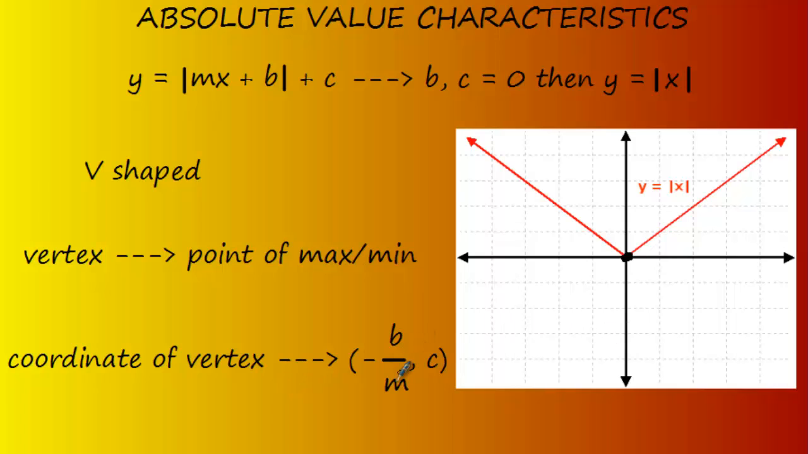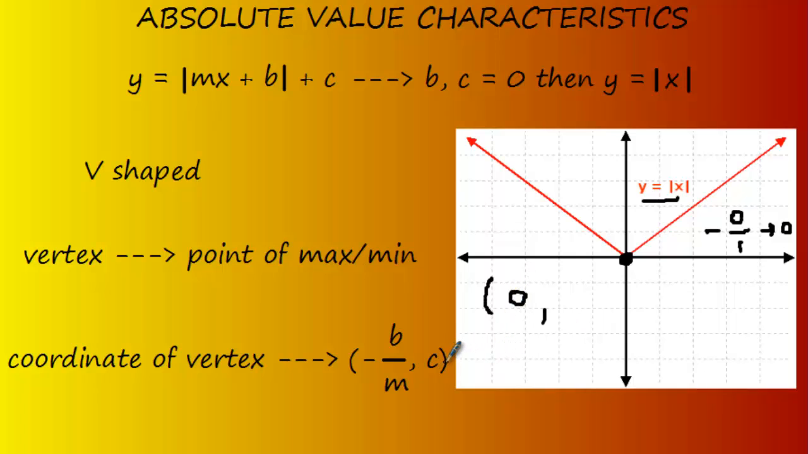So we can determine the coordinate of the vertex in any absolute value function by taking the opposite of b over m. That will give me the x value. And then the c will give me the y value. So if I wanted to calculate the coordinate of this vertex right here, for the x, I could take the opposite of b over m. Looking at the equation, I take the opposite of the b value, which in this case is 0, over m, which is the slope or the number right next to the letter x, 0 over 1, which is 0. So the x coordinate of the vertex is 0.